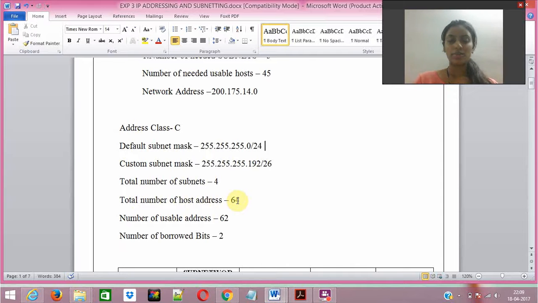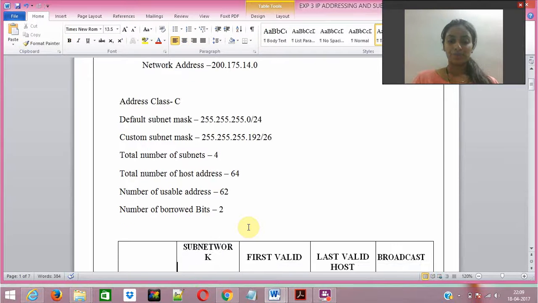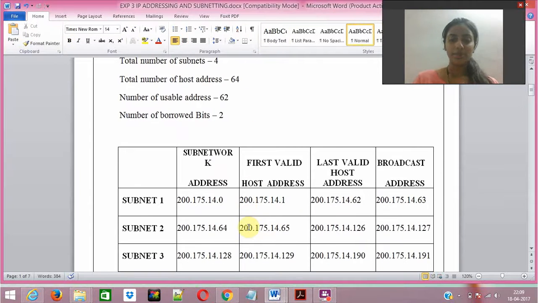Now since we borrowed 2 bits, we'll have a total of 4 subnets and the total number of host addresses is 64. That is, we have 6 bits remaining, so 2 to the power 6 is 64, which is the total number of host addresses, and the number of usable addresses is 62, because that is 64 minus 2, as one address will be given as the network address and one will be the broadcast address, which cannot be used. The number of bits borrowed is 2. Now let us check out the table.